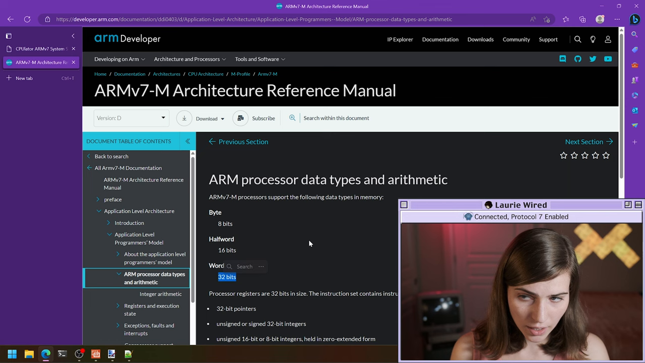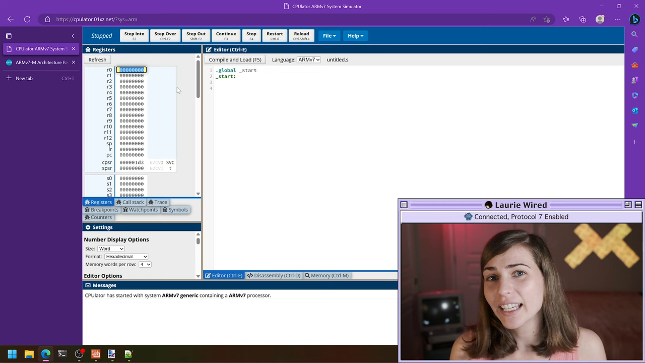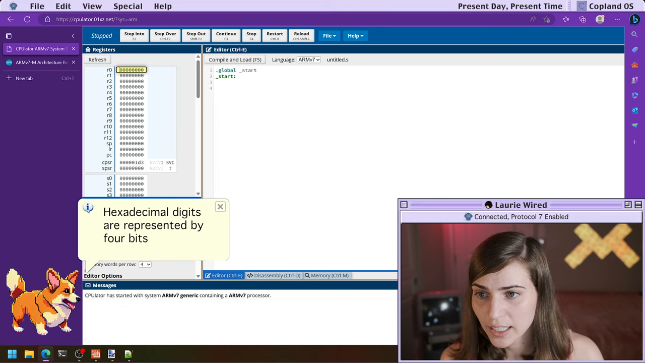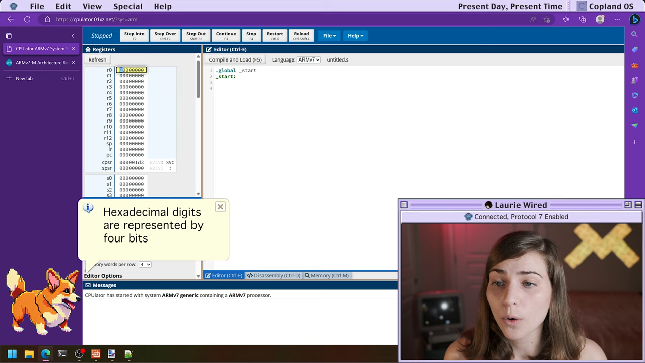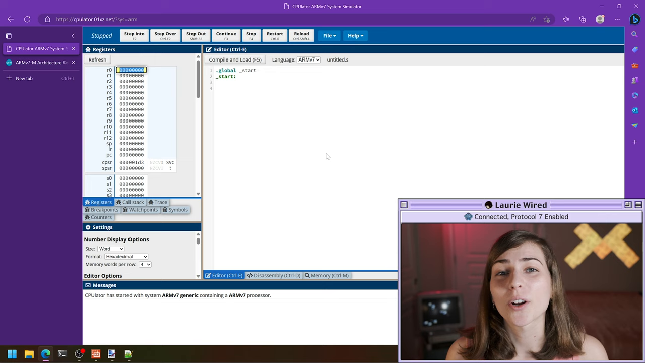So if we go over to our CPULator, we can see that each of our processor registers that's available to us is actually holding 8 different zeros right here. So these are actually representing a hexadecimal number. Each one of these zeros individually is actually 4 bits of data. So we see we have 8 of these zeros, and each one of these is 4 bits. So 8 times 4 is 32, which gives us our 32-bit architecture that we are actually working in.